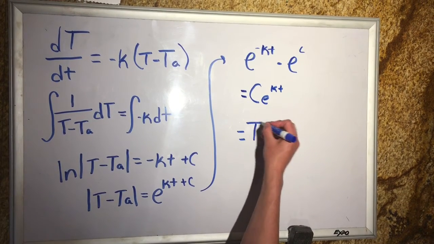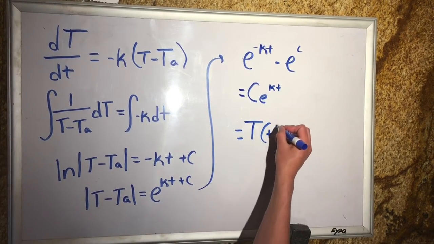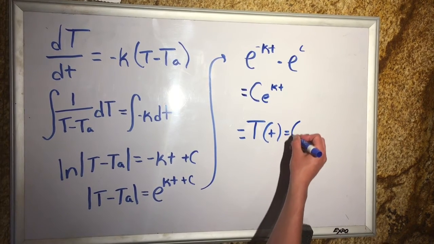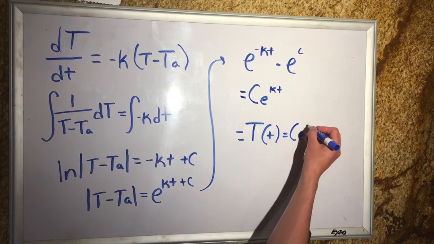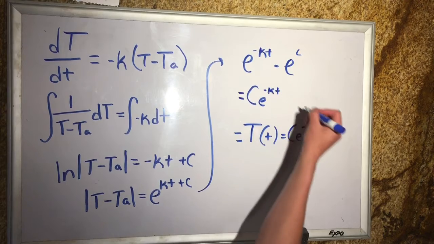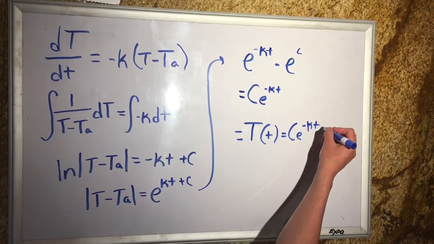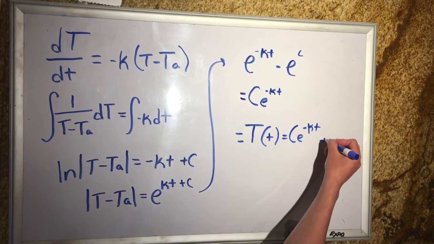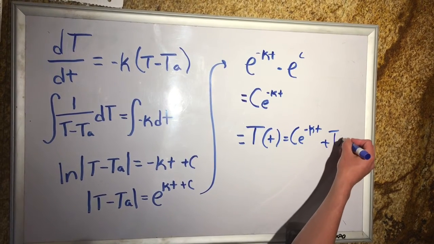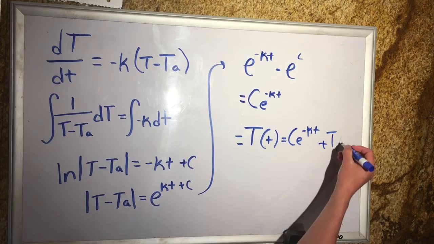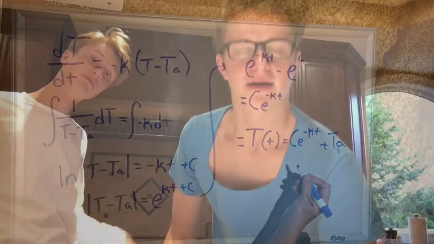And then finally we need to add T sub A to both sides, so this will give us T equals C e to the negative kt plus T sub A. And now that we have the general solution, we're going to see if Sam can figure the rest out.